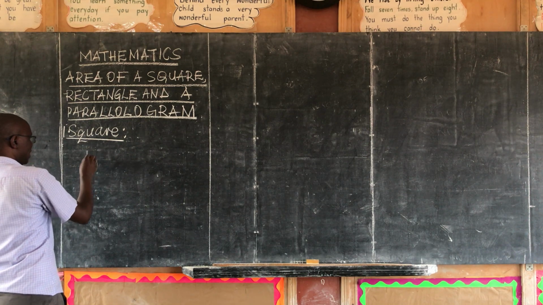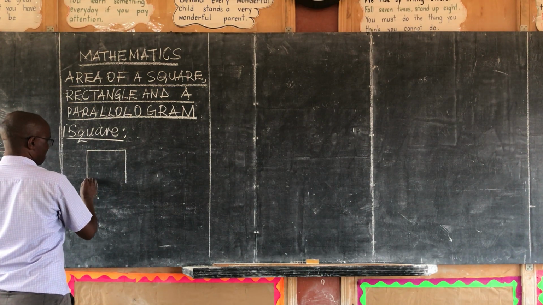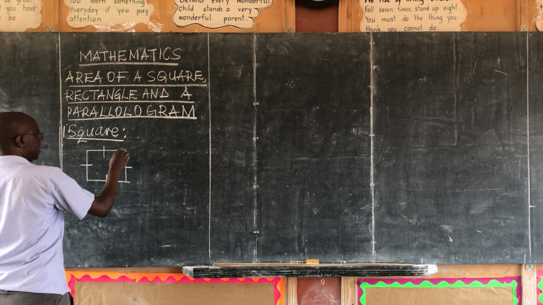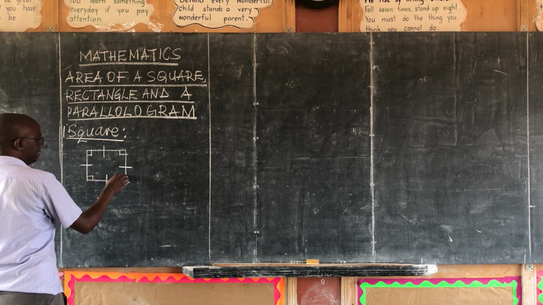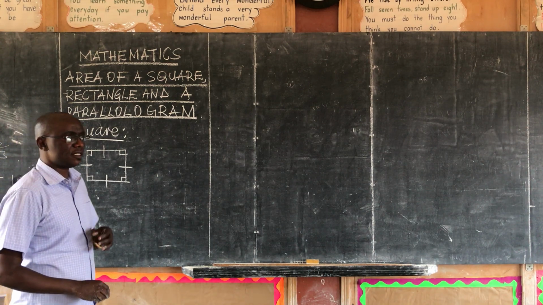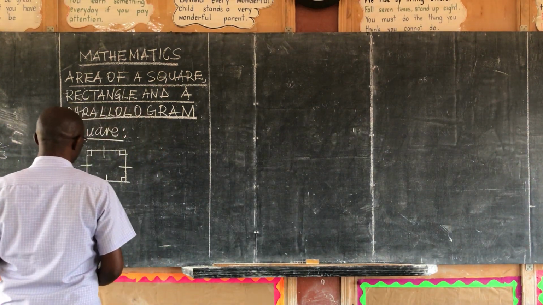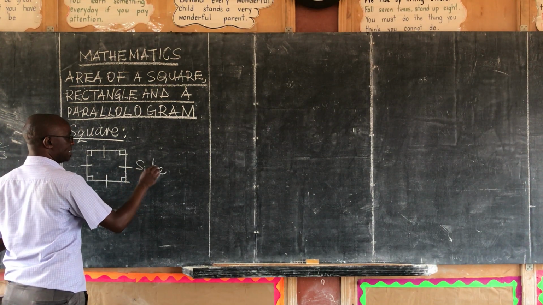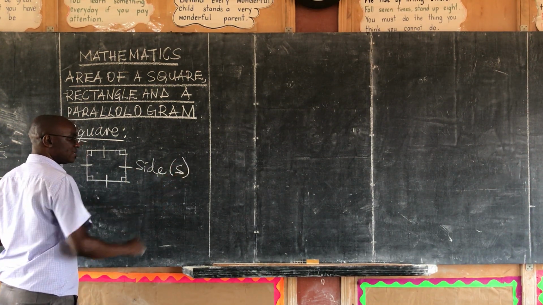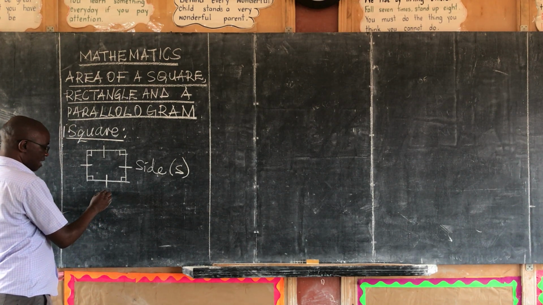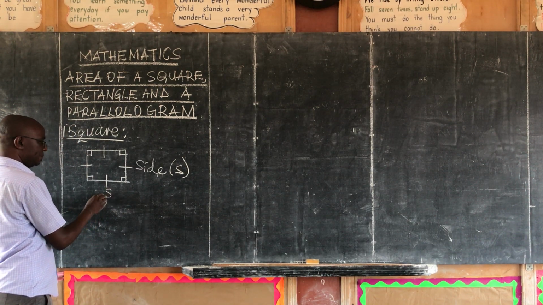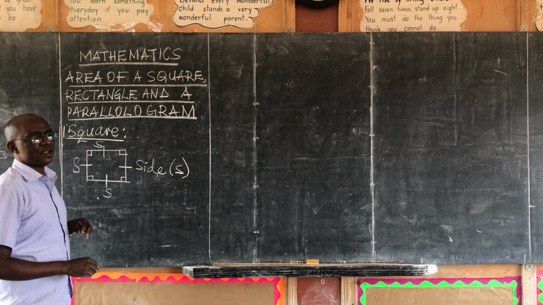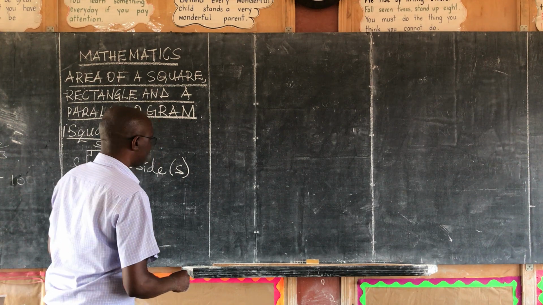A square looks like this. All the sides of a square are equal in length and all the angles are 90 degrees. So this is a square. This is what we call a side. That is one side. We shall use the letter S for side. And this is also another side, and this is a side.